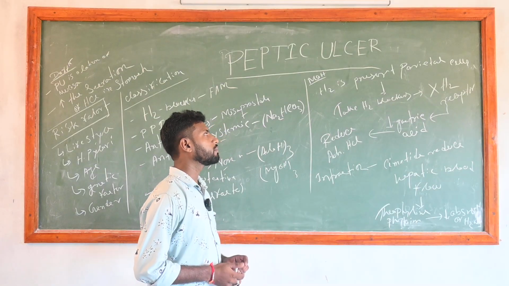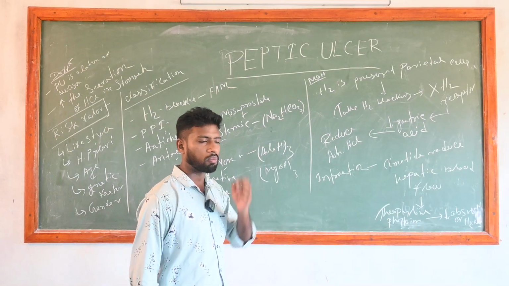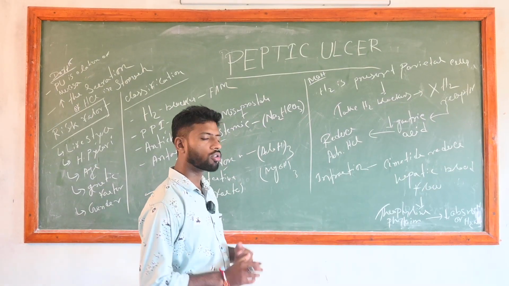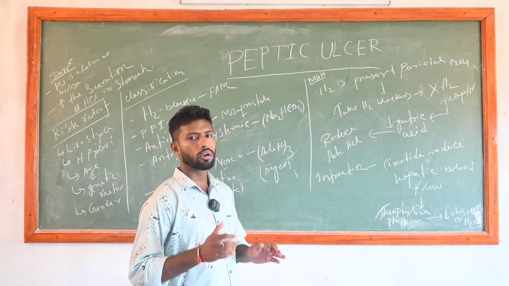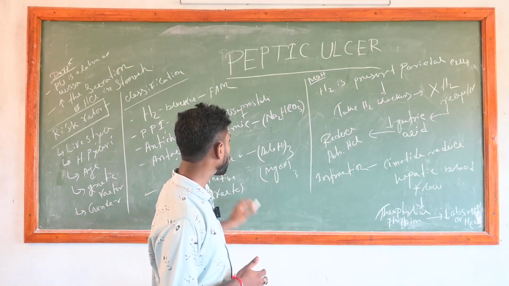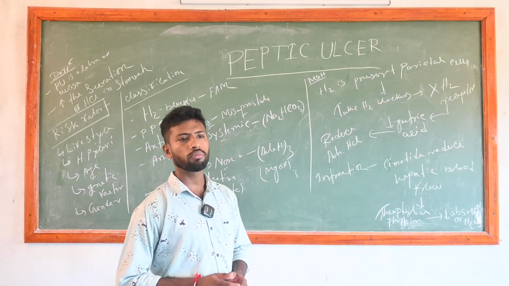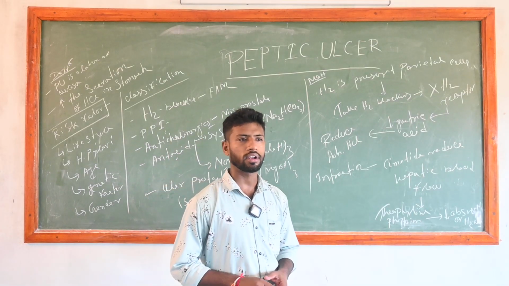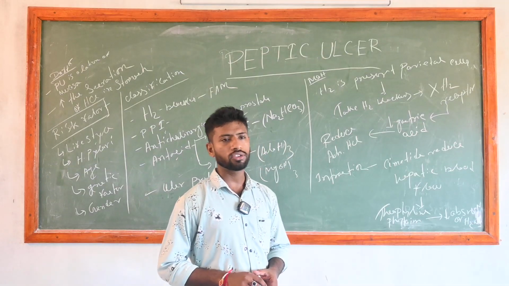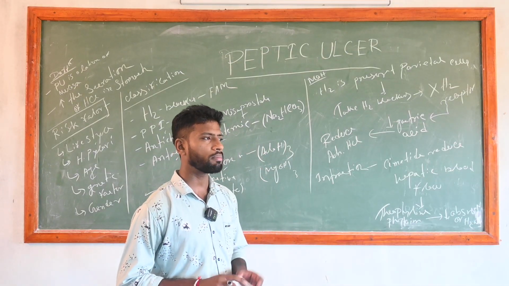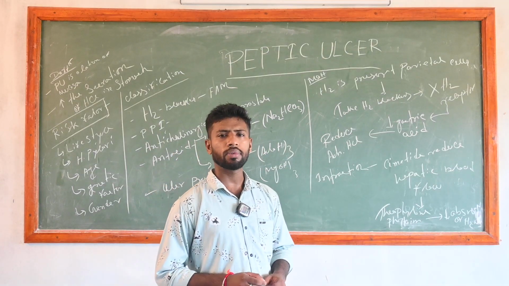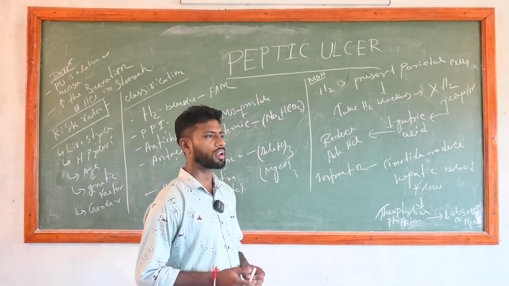Now the mechanism of action of the anti-H. pylori drug or the proton pump inhibitor. The first mechanism is the proton pump inhibitor. What is the proton pump inhibitor? It blocks the proton pump irreversibly. That is its main function. The main examples are Omeprazole and Pantoprazole.